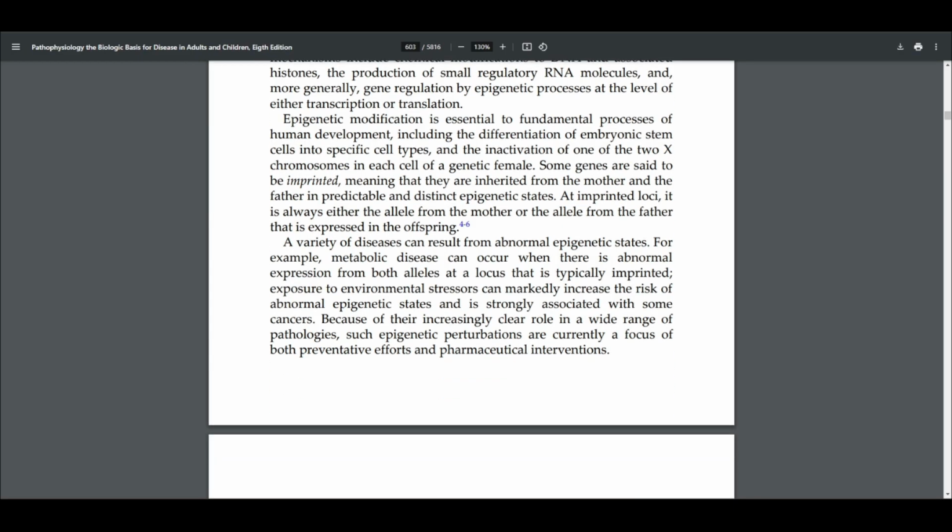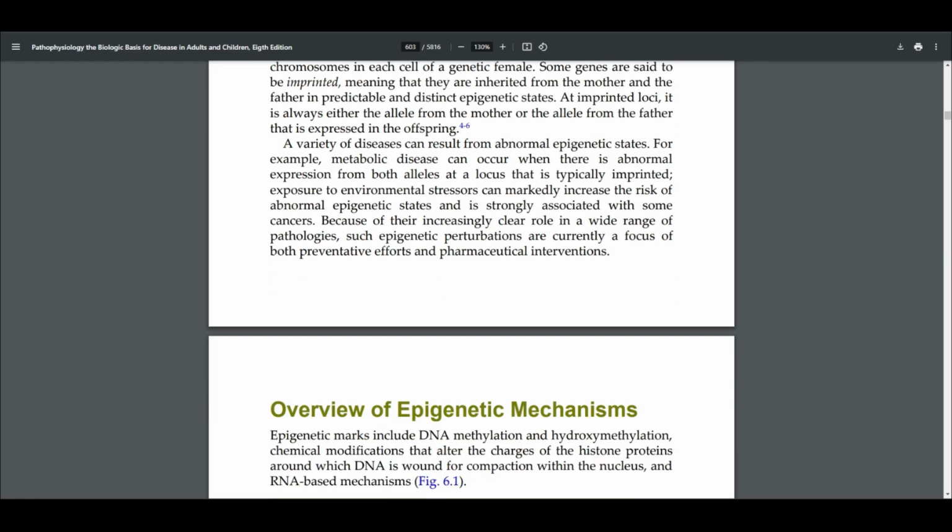Epigenetic modification is essential to fundamental processes of human development, including the differentiation of embryonic stem cells into specific cell types and the inactivation of one of the two X chromosomes in each cell of the genetic female. Some genes are said to be imprinted, meaning that they are inherited from the mother and the father in predictable and distinct epigenetic states. At imprinted loci, it is always either the allele from the mother or the allele from the father that is expressed in the offspring.